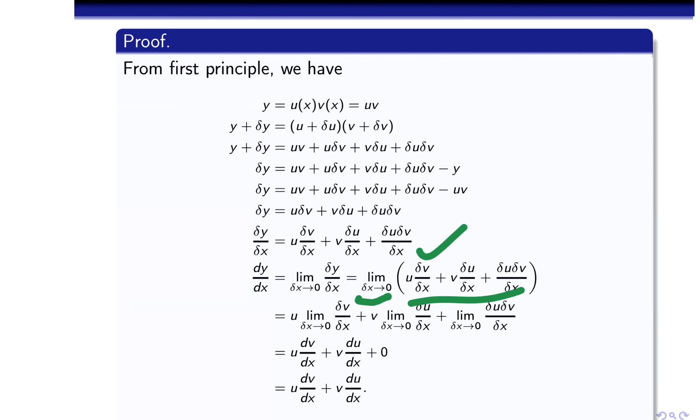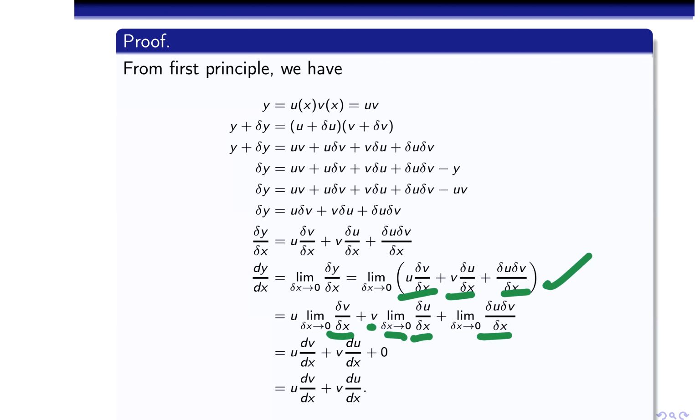So the limit of a sum is the sum of the limits, like we know from the rule of limits that we saw yesterday. So you find the limit of this, and this. Of course, u is out of it, so you have u limit, because u does not contain delta anything. So you have u times the limit as delta x goes to 0 of delta v over delta x, v times the limit as delta x goes to 0 of delta u over delta x, and the limit as delta x goes to 0 of delta u delta v divided by delta x.